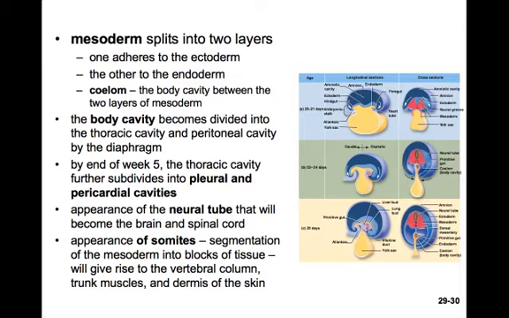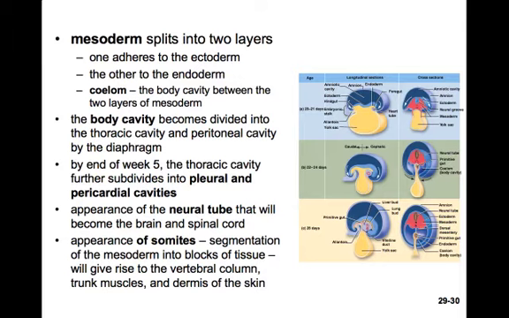And then there's a space in the middle called the coelom. And then, as you know, outside of the gut tube, but inside of the body wall, there's a space. This space is the coelom that we see in a developing fetus. The body cavity will be divided into the thoracic cavity and the peritoneal cavity by the diaphragm. By the end of week 5, the thoracic cavity further subdivides into pleural and pericardial cavities.